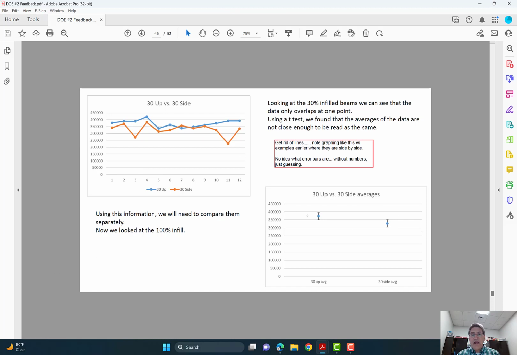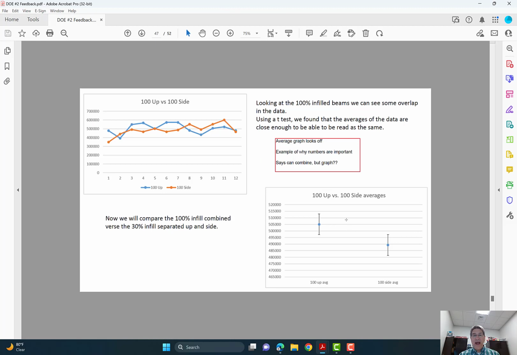And then I come down here and I have no idea what the error bars are. And without any numbers, I'm just guessing. And then I go to this next graph and I'm like, okay, something looks really off here. Because up here it says you see all this overlap, but yet my error bars don't overlap. So I'm thinking, something is wrong here. And then it says using a t-test, we found that the averages are close enough to be read as the same. In other words, orientation did not matter, but it doesn't fit this graph at all. So another good example of why it's important to have the numbers, because we can't reconcile that at all.